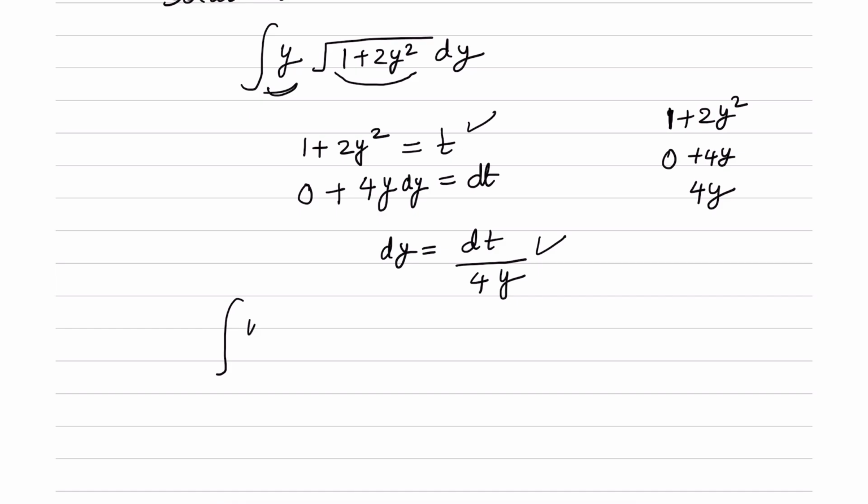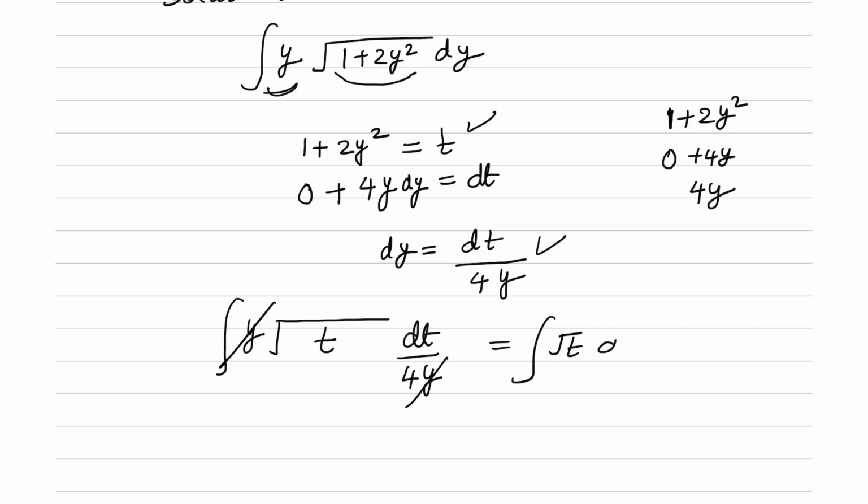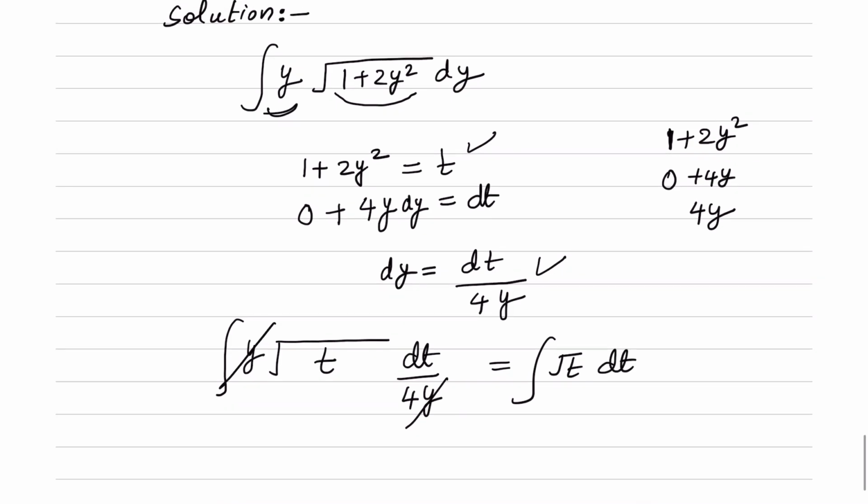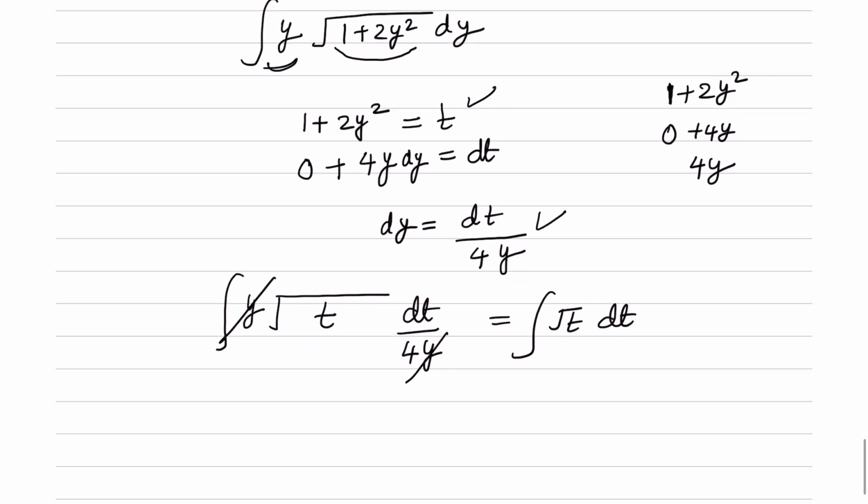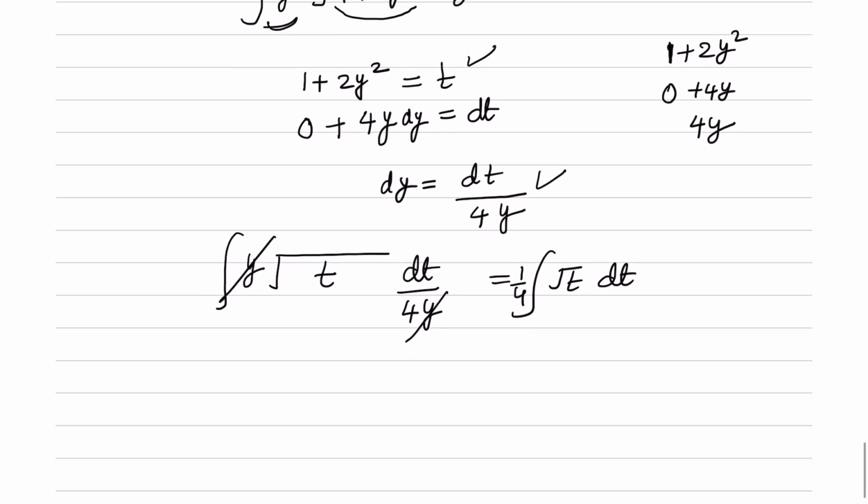It gives us y times square root of 1 plus 2y squared, which is t, and the value of dy is dt by 4y. We cancel this y with this y and we have square root t dt. So our integral, which was initially y into square root of 1 plus 2y squared dy, is now written in a simplified form, which is 1 over 4 integral square root t dt.